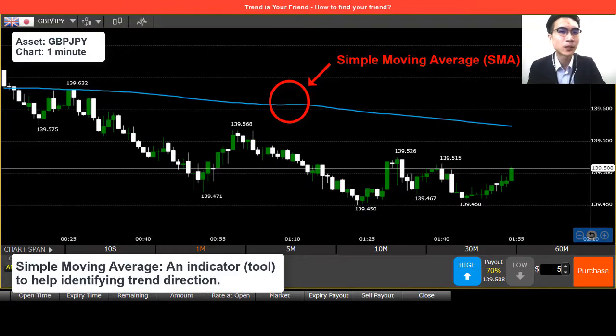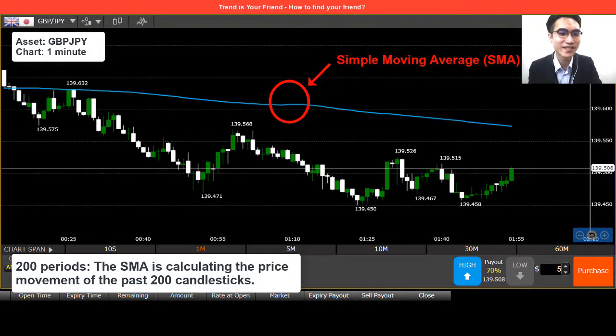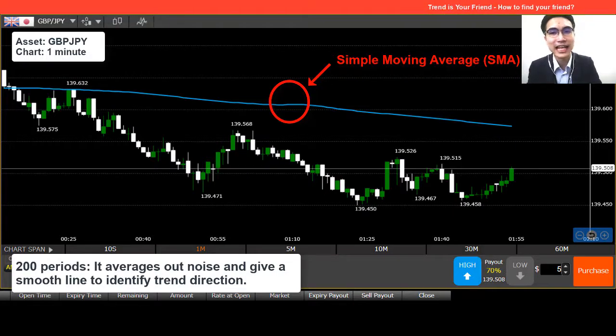It's what we call a simple moving average. It's a technical indicator to identify trend direction, and the one I inserted in this chart here is a long-term moving average, which is a 200 period moving average. A 200 period moving average simply means that it calculates the price movement of the previous 200 candlesticks, and it averages out the data and gives us a smooth line that shows us the current price movement.